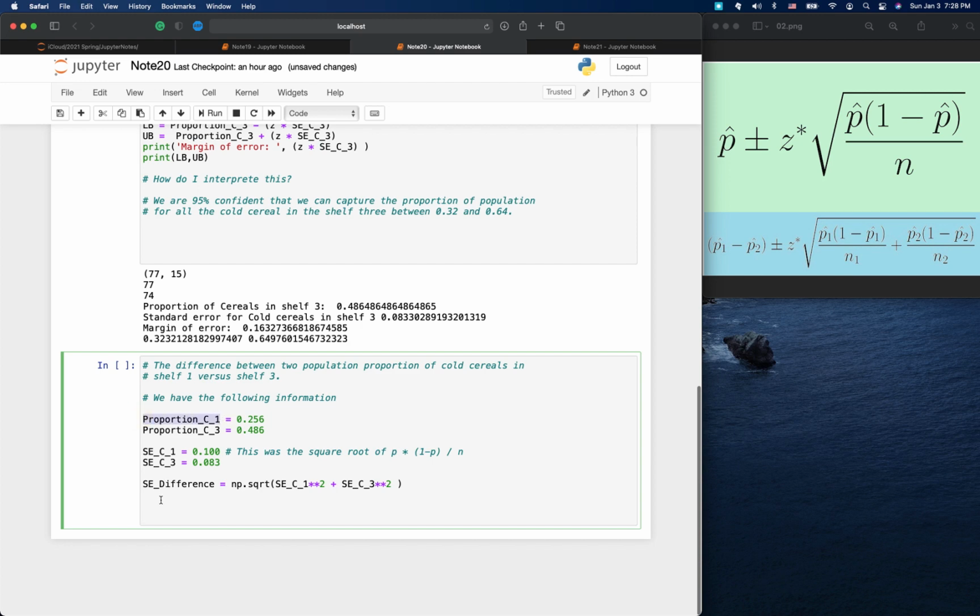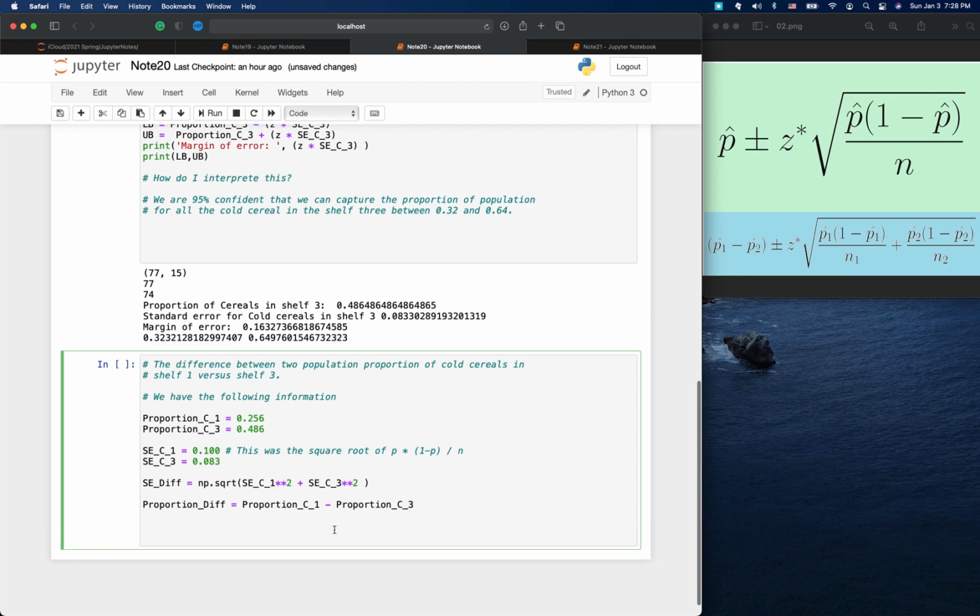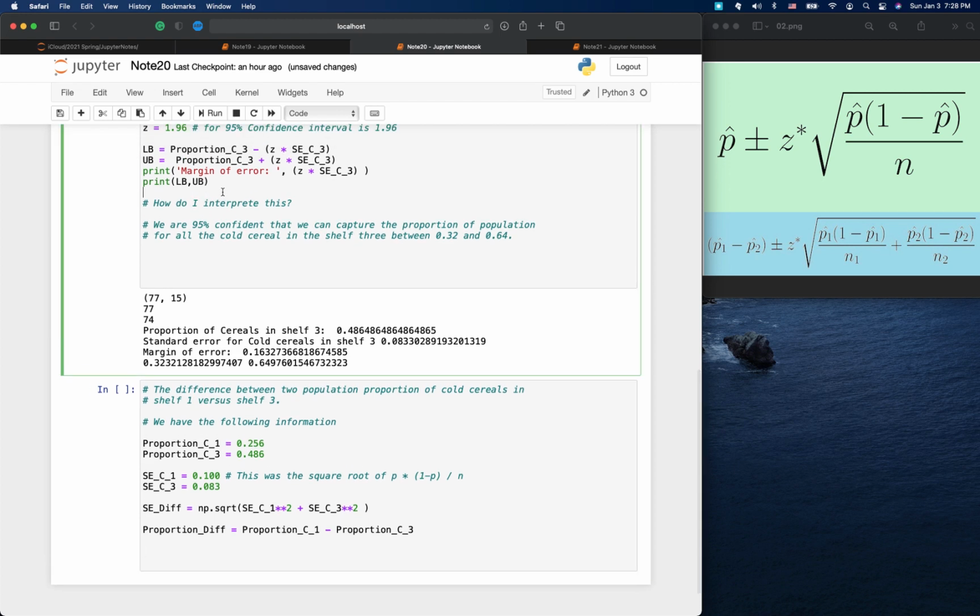I need the proportion difference. Let's call this also difference like this. And then I'm going to say proportion for group 1 minus proportion for the other group. So proportion for group 1, proportion for group 3. It means I selected 2 groups, right? And then I'm going to use the whole thing here.